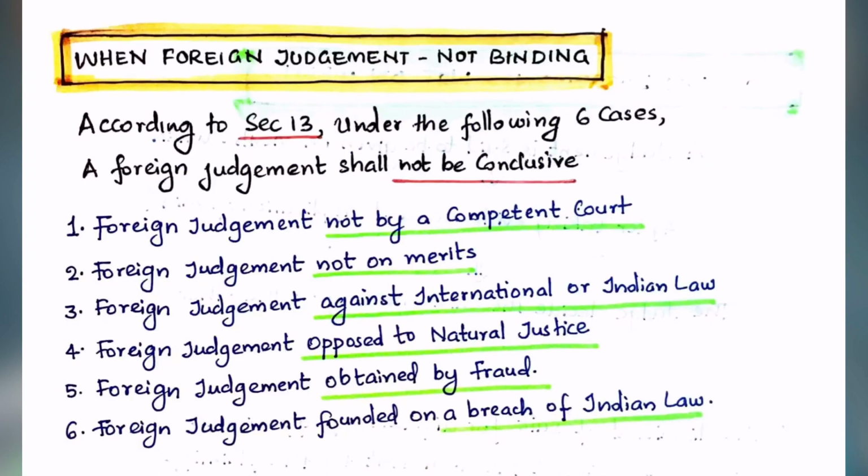Now we are going to discuss under what circumstances a foreign judgment would not be considered as binding in a court. According to Section 13, in the following 6 cases, a foreign judgment shall not be conclusive. Number 1, foreign judgment not by a competent court. Number 2, foreign judgment not on merits. Number 3, foreign judgment against international or Indian law. Number 4, foreign judgment opposed to natural justice. Number 5, foreign judgment obtained by fraud. Number 6, foreign judgment founded on a breach of Indian law.